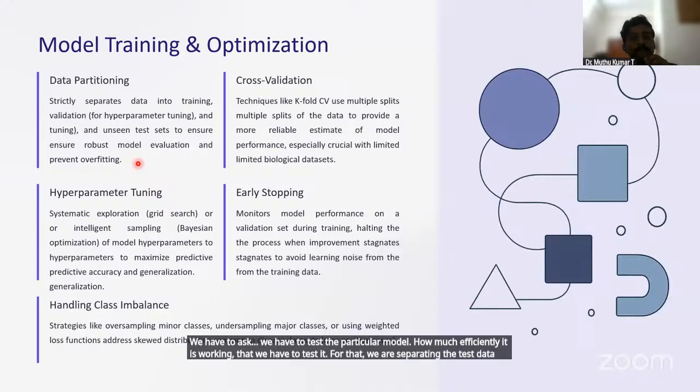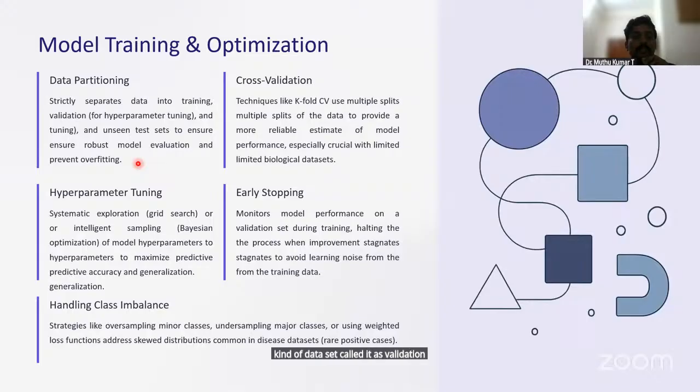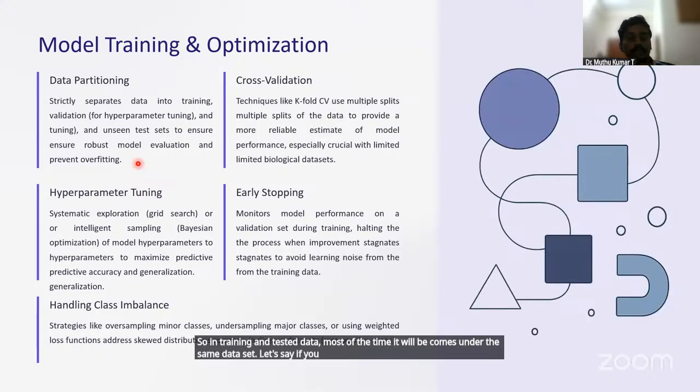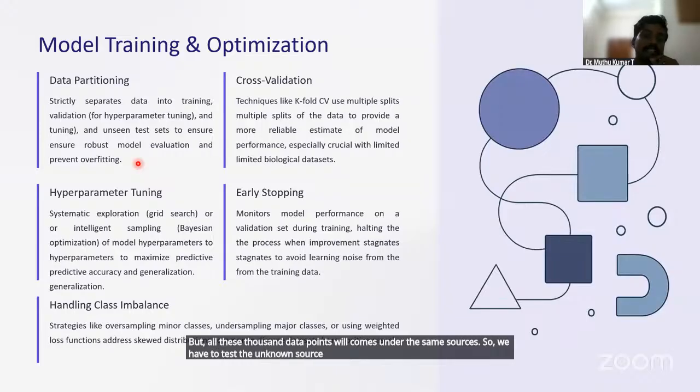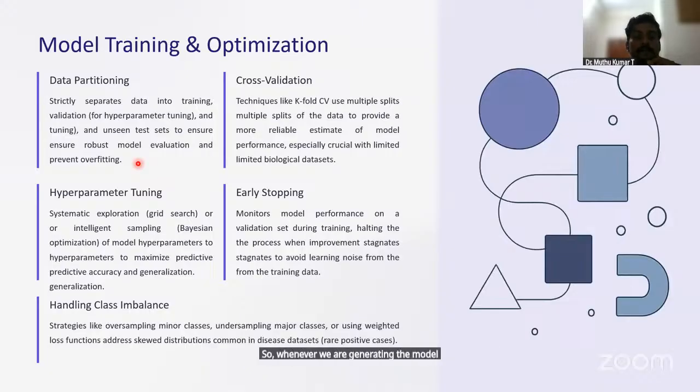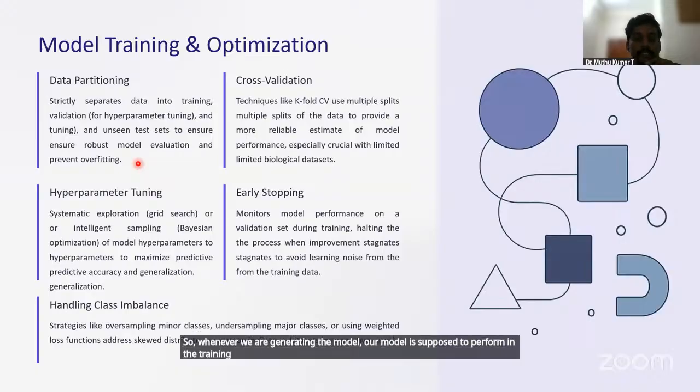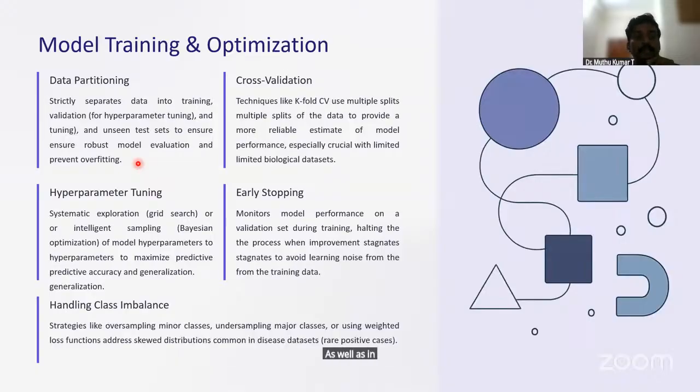And there is one more kind of data set called the validation data set. The training and test data will most of the time come from the same data set. Let's say we have 1,000 data points: 700 will be for training and 300 for the test. But all these 1,000 data points come from the same source. So we have to test on an unknown source. That is nothing but the external validation data set. Whenever we are generating the model, it is supposed to perform on the training, test, as well as the validation data set.